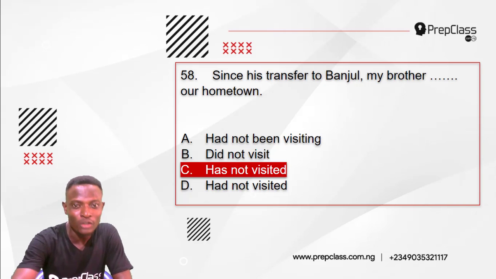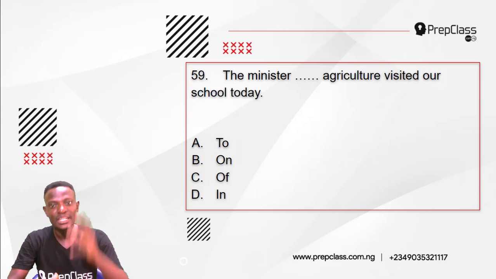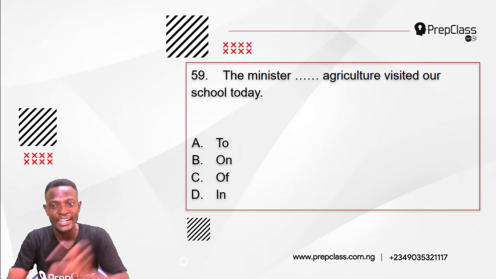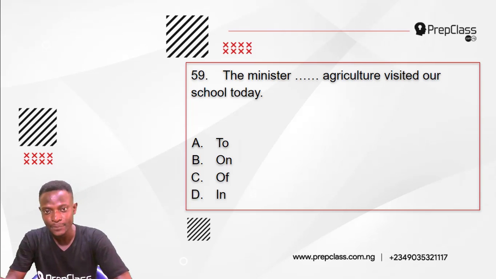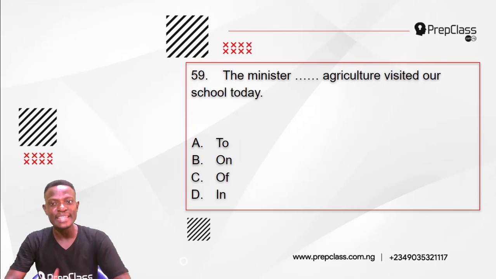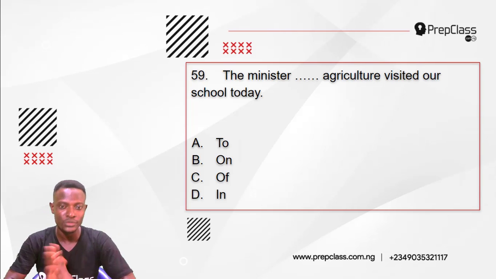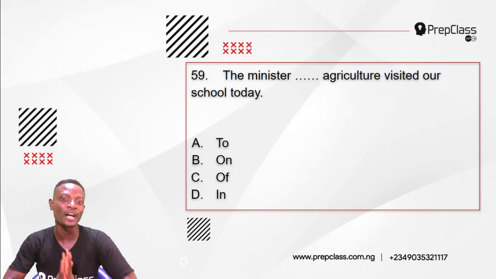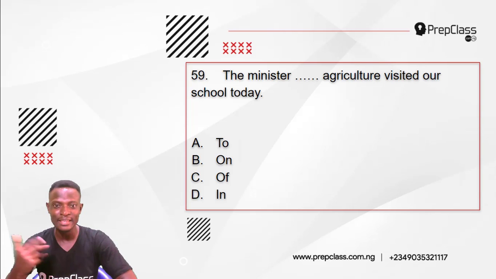Okay. Moving on, question 59. The minister dash agriculture visited our school today. A. The minister to agriculture visited our school today. B. The minister on agriculture visited our school today. C. The minister of agriculture visited our school today. D. The minister in agriculture visited our school today. Which of these options is the best to complete this sentence?